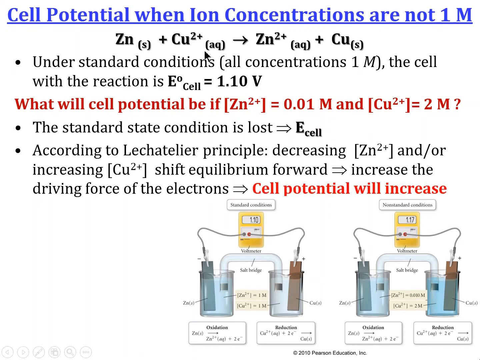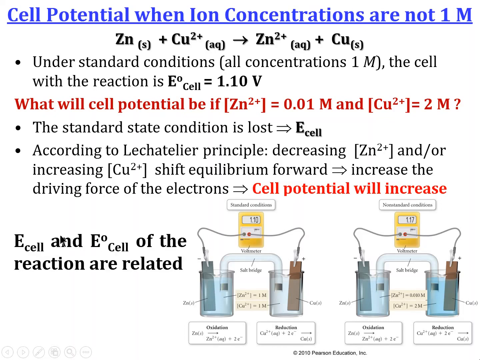According to Le Chatelier's principle, in the second figure, the zinc 2+ concentration decreases and we increase the concentration of Cu2+. So decreasing zinc 2+ and/or increasing Cu2+ will shift the equilibrium in direction 1, the forward direction, so it will increase the driving force of the electrons and therefore the cell potential E of the cell will increase, and that is what was observed.